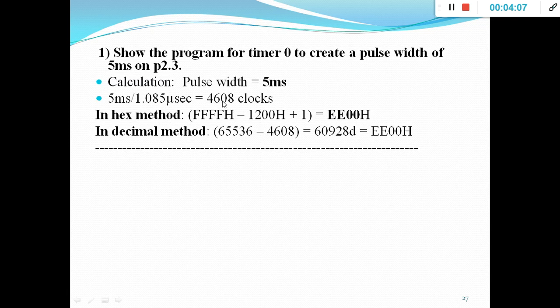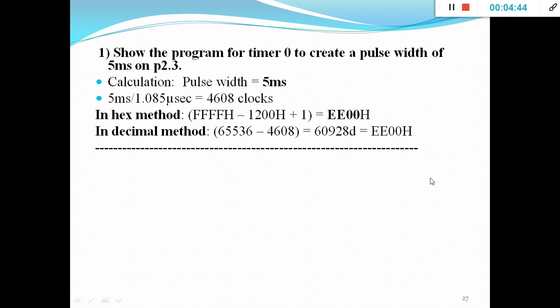Then the same thing when you apply in decimal. You already got the clocks in decimal, that is 4608. When you subtract from 65536, you are going to get 60928. Here 60928 is the decimal value of EE00. Whatever method you use, the answer must be the same. So now you know the initial value you are going to load in TH and TL to get 5 millisecond of pulse width. 00 is the lower byte that is going to be loaded in TL, and EE is the higher byte that is going to be loaded in TH. So this is for the first statement.